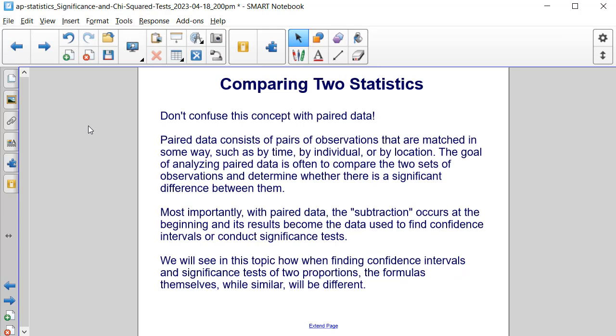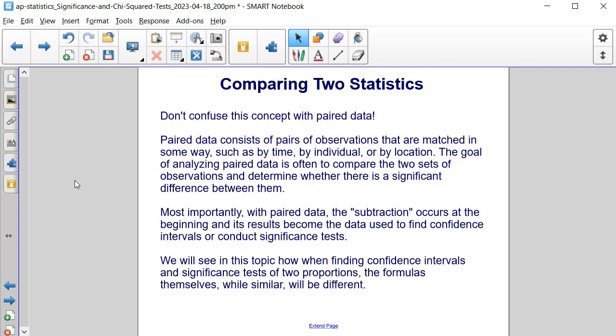Don't confuse this concept with paired data. Paired data consists of pairs of observations that are matched in some way, such as by time, by individual, or by location. The goal of analyzing paired data is often to compare the two sets of observations and determine whether there is a significant difference between them. Most importantly, with paired data, the subtraction occurs at the beginning, and its results become the data used to find the confidence intervals or conduct significance tests.